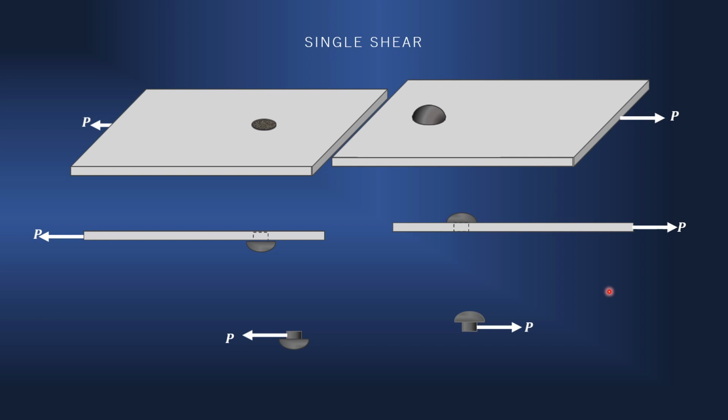Check how failure of the rivet has occurred. This is that cross section of the rivet. It was resisting force P initially, and then it failed to resist that force P and it broke. This is a single shear case. Why is it called single shear? It is this cross section. Only one cross section of the rivet is resisting that force P.